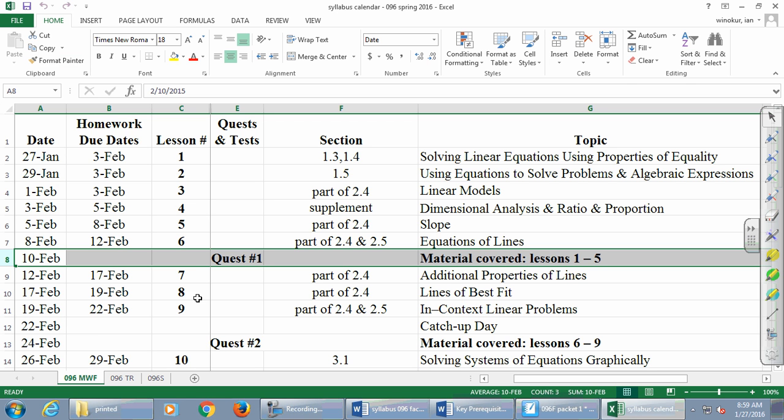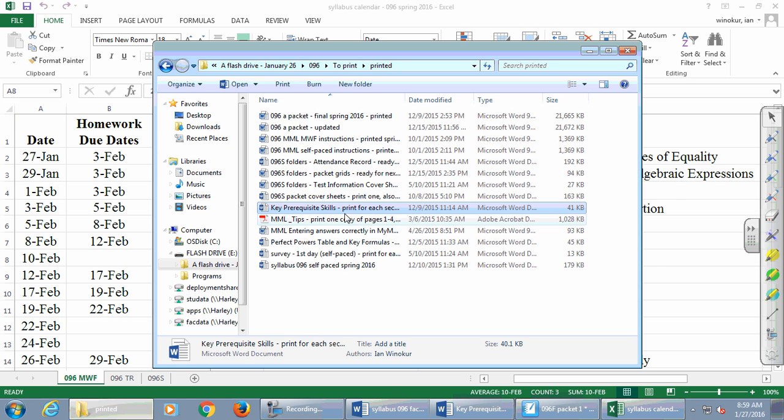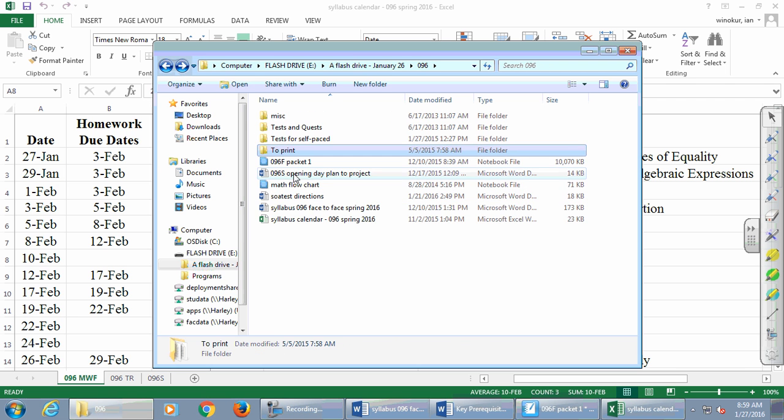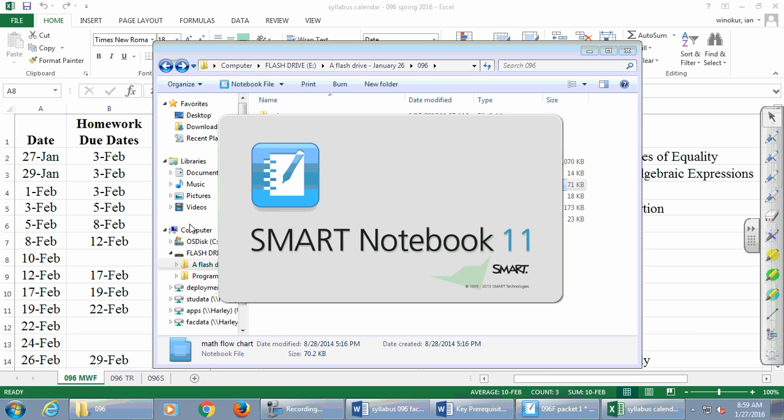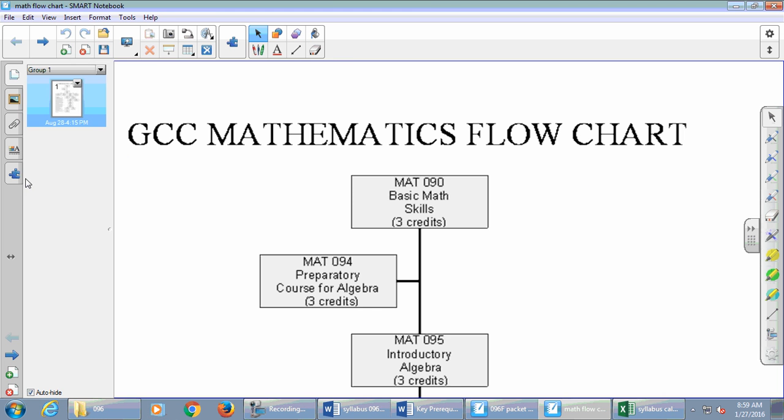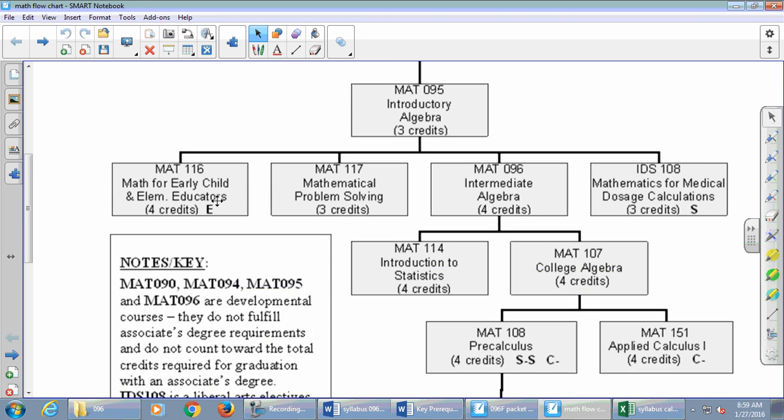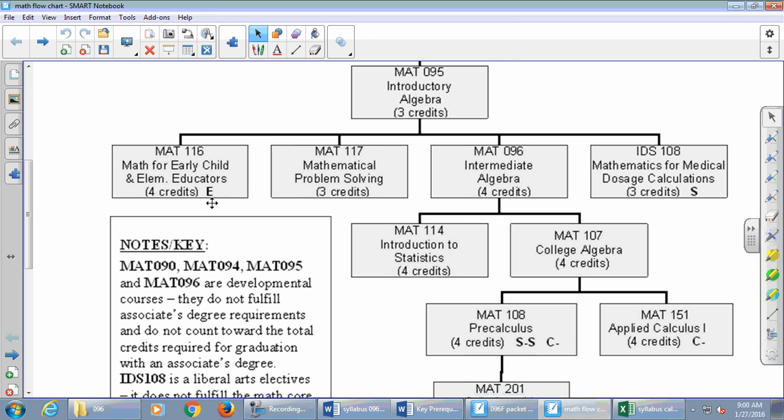All right, the last thing I wanted to take a look at before we jump back into the math is the math flowchart. So here it is. This is a list of all of the math classes that we offer here at GCC. Right now we are here in Math 096. Some of you are here in this course because you need another math class down the line, something below Math 096, for example the stats class or the college algebra class or anything farther down, and that's great. Some of you are here because of a nursing requirement or a biology requirement.